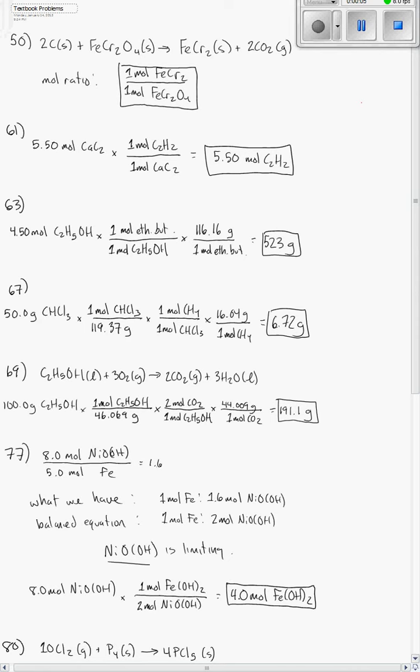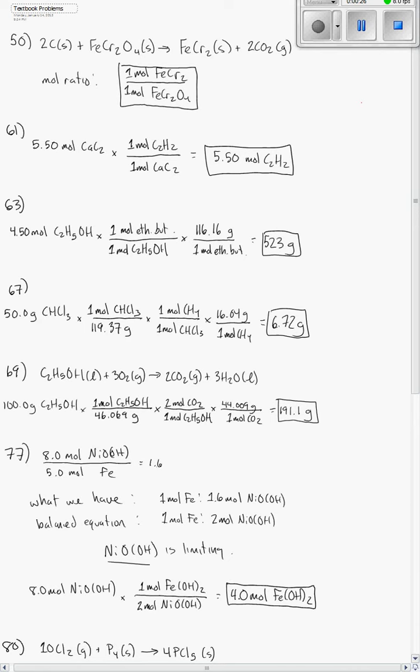Alright, so Chapter 11 really is all about using the mole ratio. What the mole ratio allows us to do is to go from moles of a product to moles of a reactant, and vice versa, or from moles of one reactant to another reactant. And that's helpful when we're trying to figure out, say, if we start with a certain amount of a reactant, how much of a product we can get.